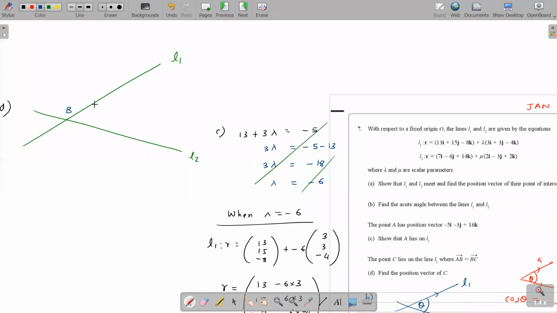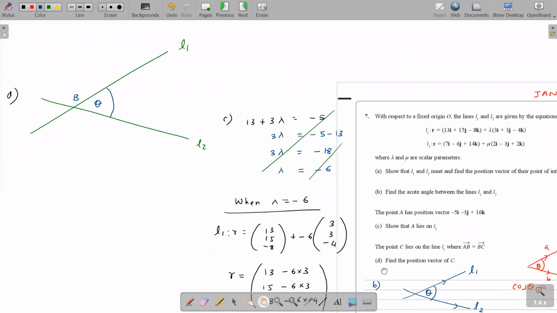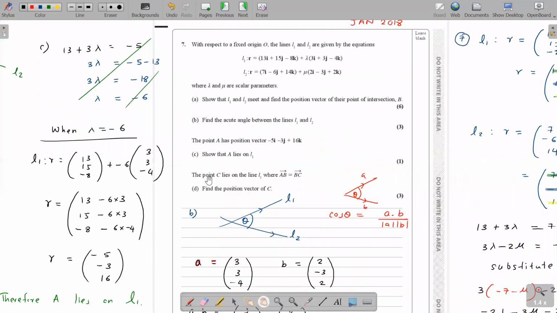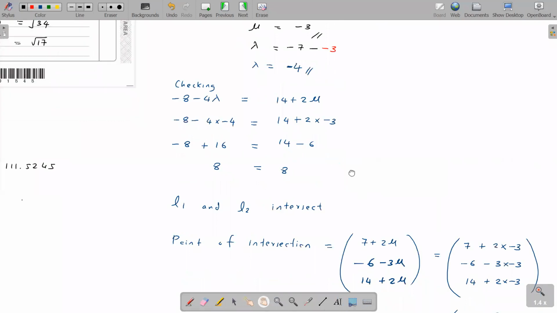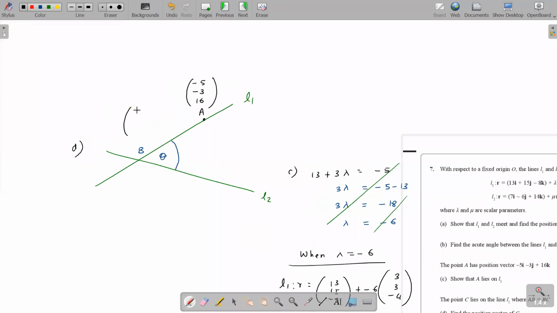And find the acute angle between line 1 and line 2. That too we have found. And then point A has position vector minus 5, minus 3, 16. Show that A lies on line 1. Okay, so this means point A is on line 1. Shall we write the coordinate also? Minus 5, minus 3, 16. So this point lies on line 1. You can see I have marked it here. Point B coordinate also we found, right? What was the point of intersection that we found? The point of intersection is 1, 3, 8, isn't it?